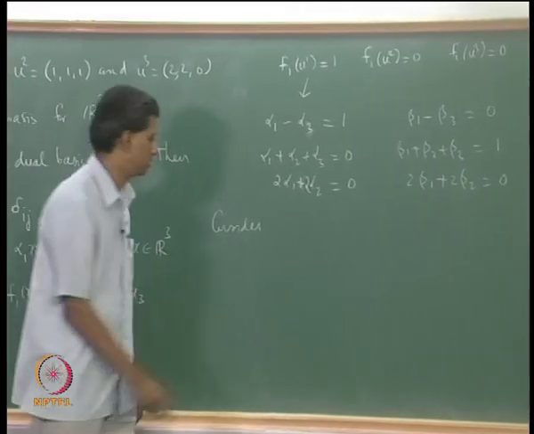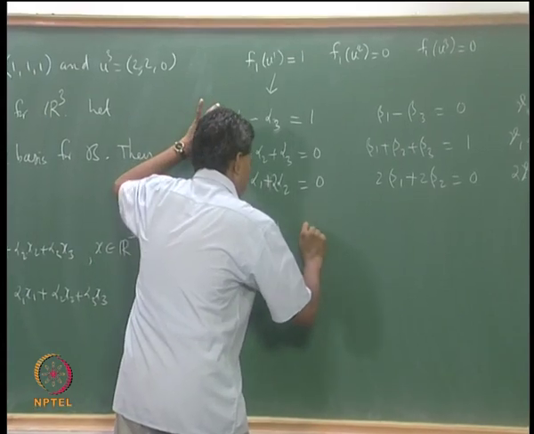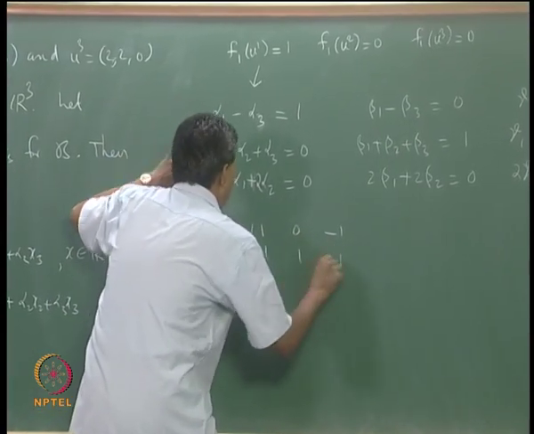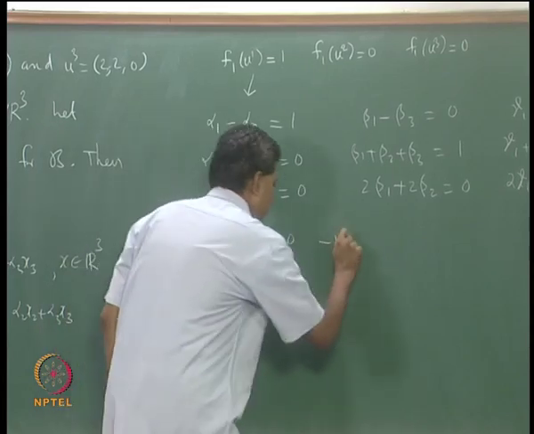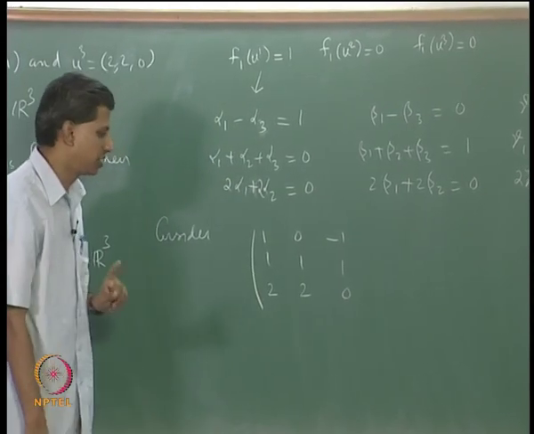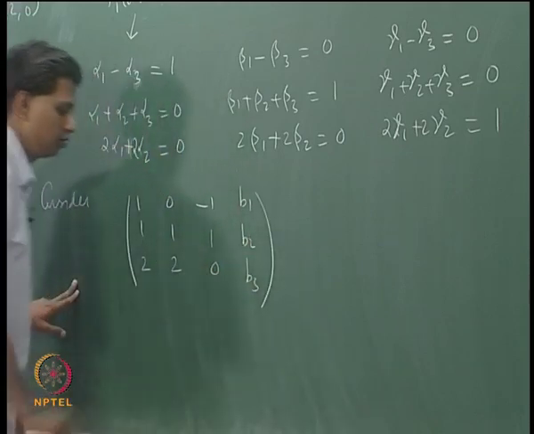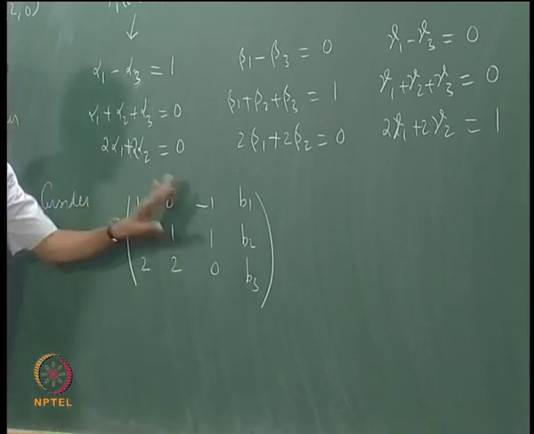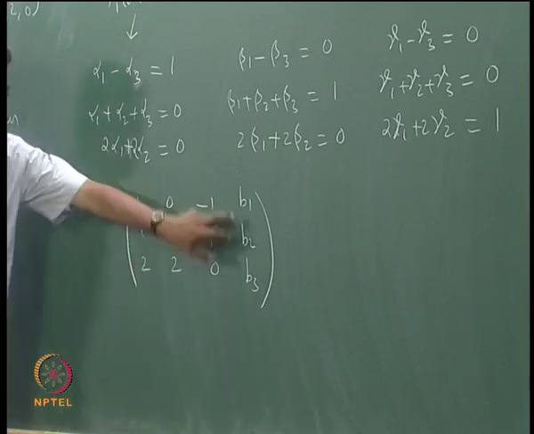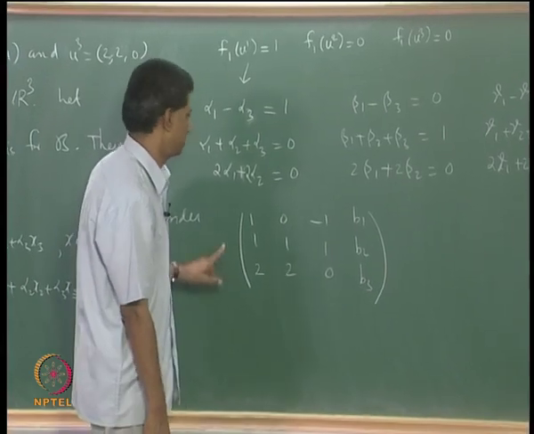Okay. In other words, I consider solving the following system. I write the coefficient matrix 1 0 minus 1, 1 1 1, 2 2 0, just the row vectors that I have here. I want to solve this for a general right hand side. This time I will take b1 b2 b3, do elementary row operations, and reduce to row reduced echelon form where this part will be reduced to the identity matrix. Then, instead of b1 b2 b3, I will substitute these three right hand side vectors to get the solution. Okay, so I need to do elementary row operations.